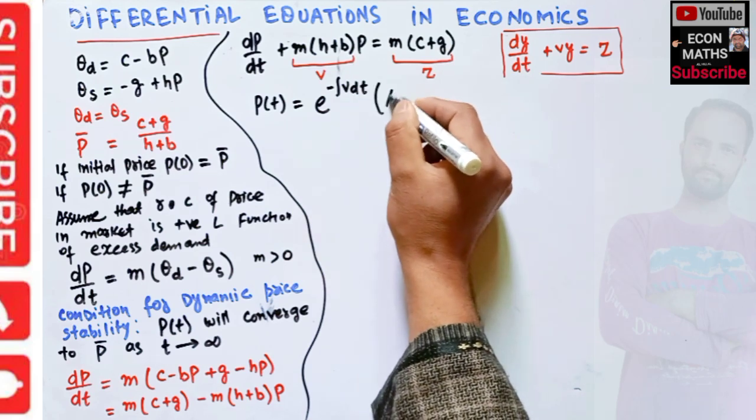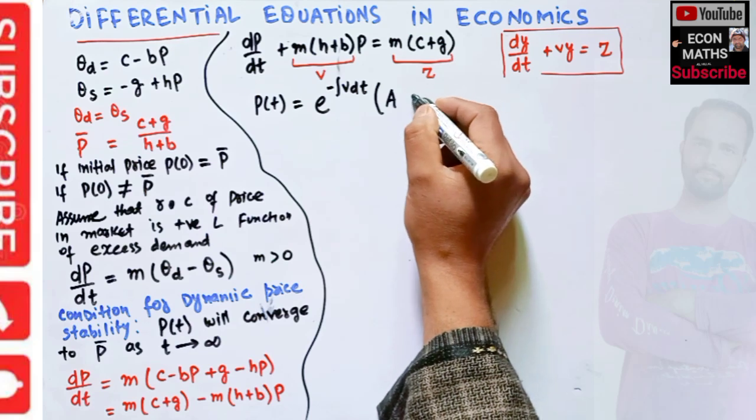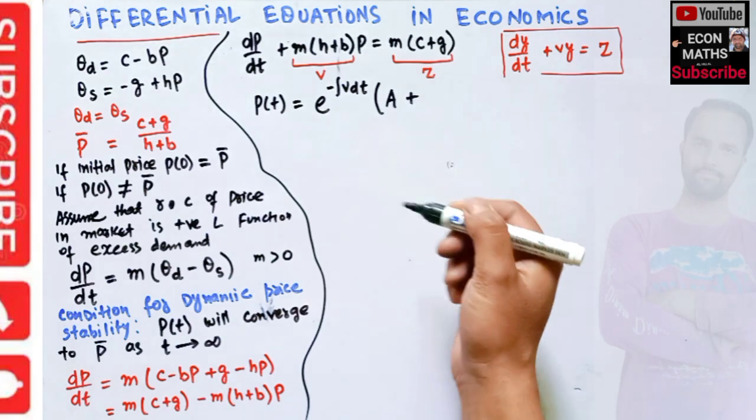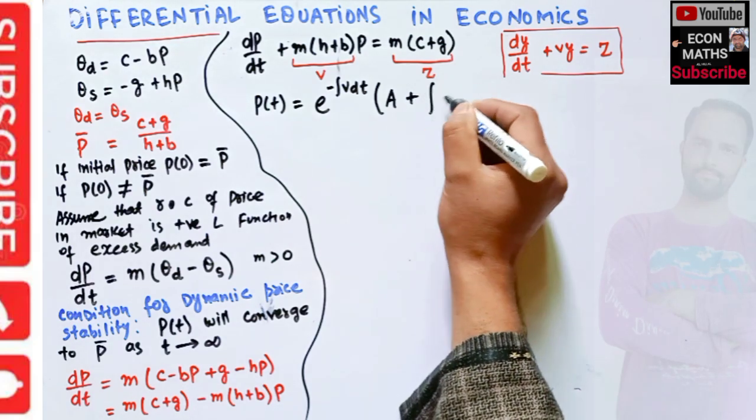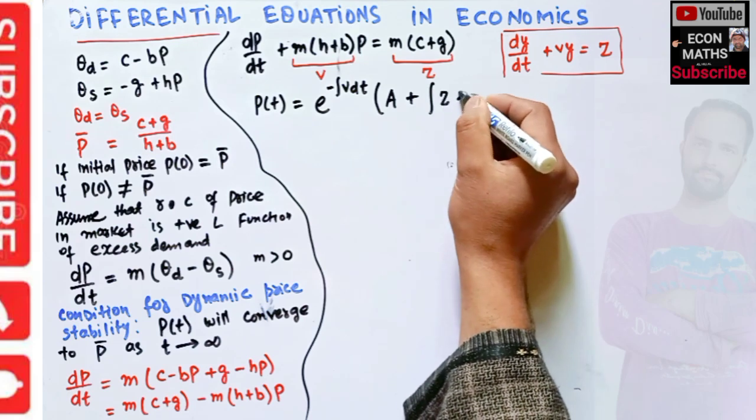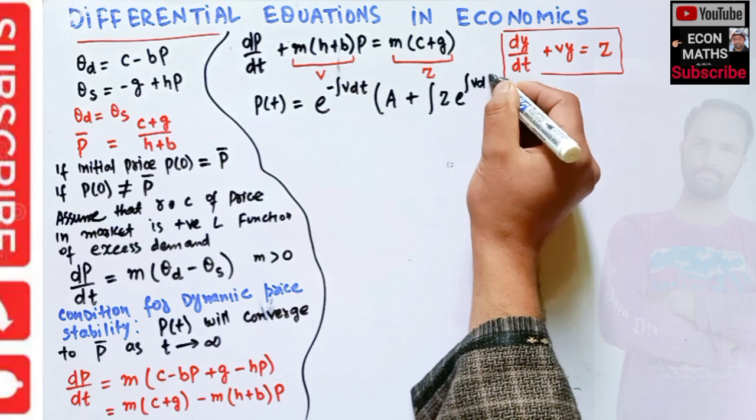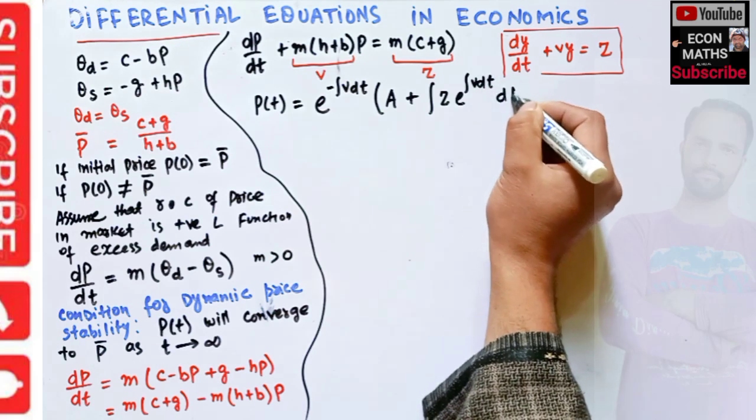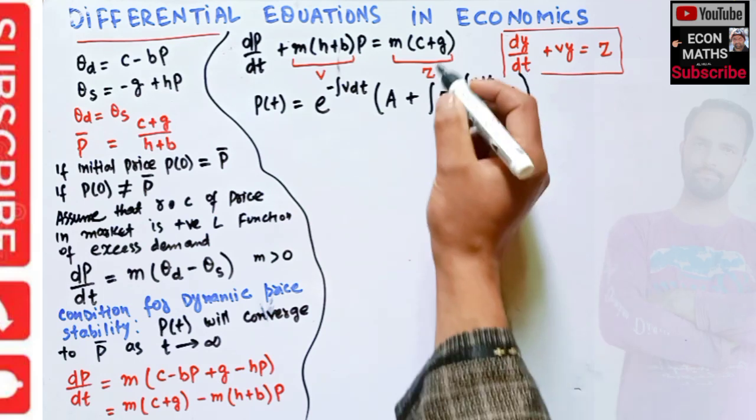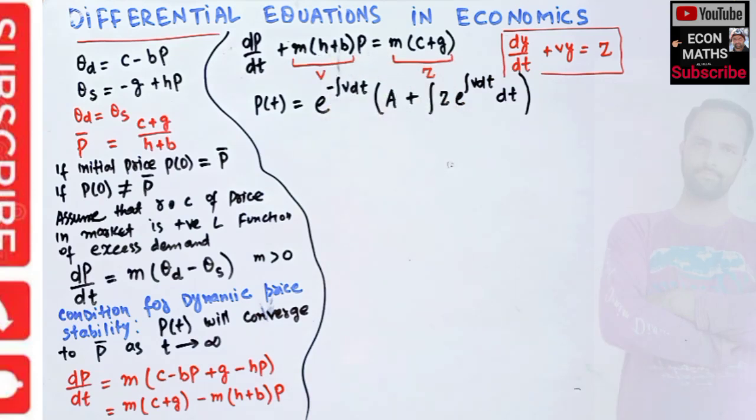Then we have A, which is the constant of integration, arbitrary constant rather. Then we have z e raised to the power of the integral of v dt, then dt. Okay, this is the solution of this ordinary differential equation.